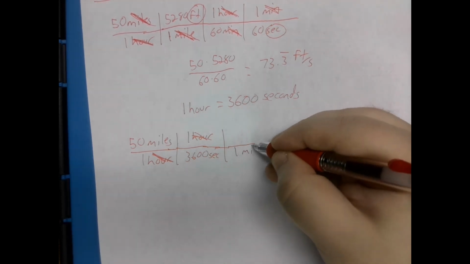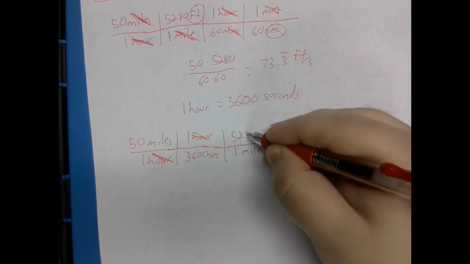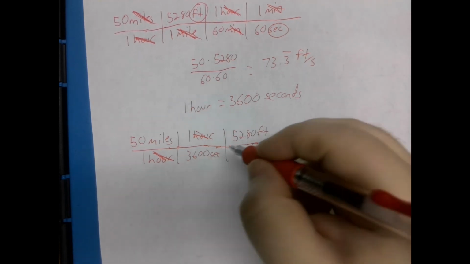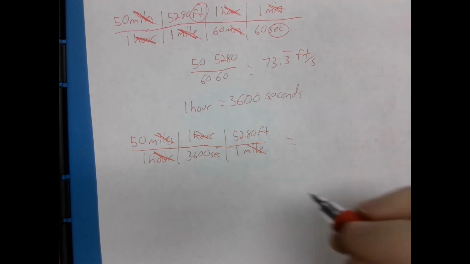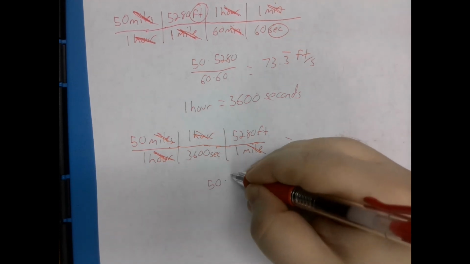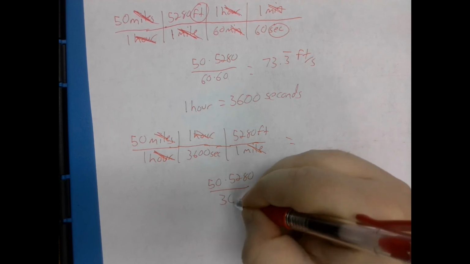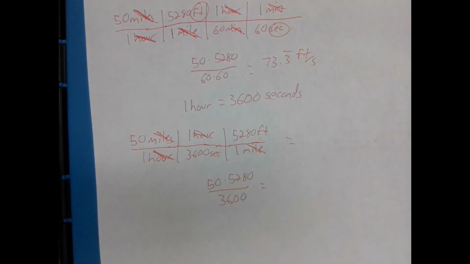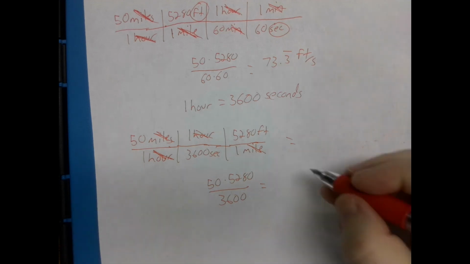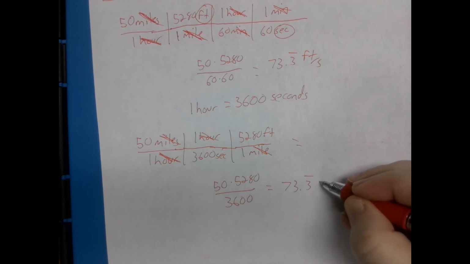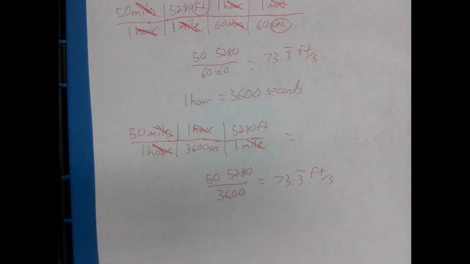So 1 mile and 5,280 feet. Miles cancel out. So this would be equal to 50 times 5,280 divided by 3,600. And I get 73.3 repeating feet per second. So is everyone good on dimensional analysis?